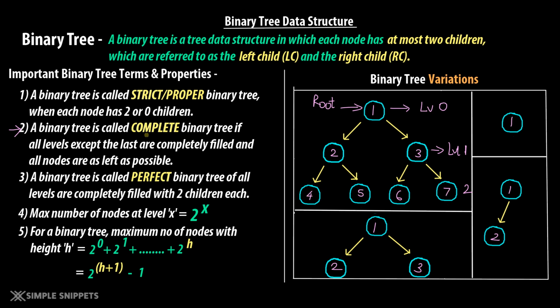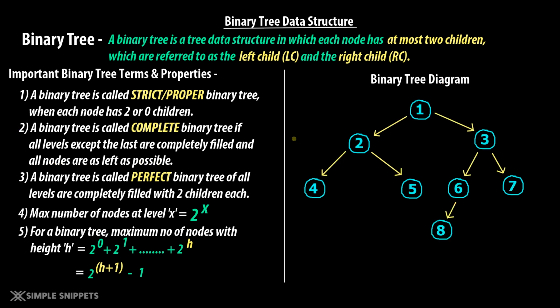So is it a complete binary tree? Yes, because all levels except the last are completely filled. Except the last, which means the last level at leaf position, because obviously since it is a leaf node, it will not have any children. But all other nodes are completely filled, which means they each have 2 children. Now there is one more condition, that is if they are not completely filled, they need to be as left as possible. So what does this mean?